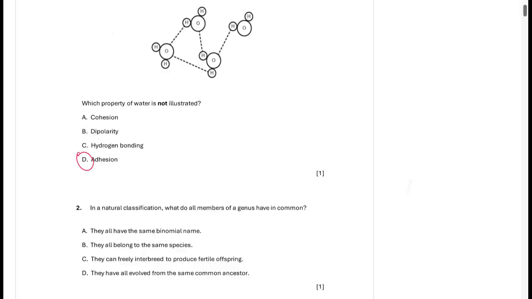Well, cohesion is illustrated because the molecules are attaching to each other. Dipolarity is illustrated because we can see a hydrogen bond. Hydrogen bonding is illustrated because we can indeed see hydrogen bonds. But adhesion, which is when water molecules attach to something else, is not illustrated. So the answer there is D.